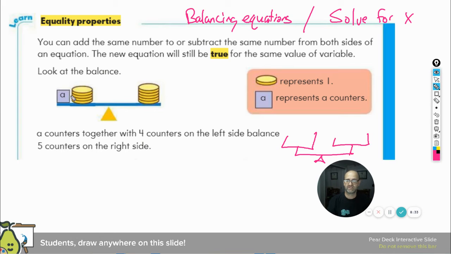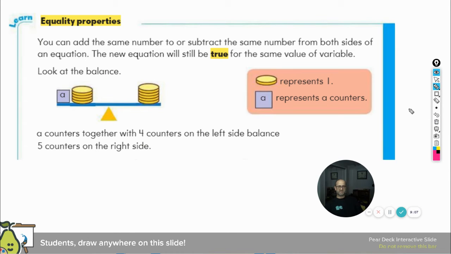So look at this picture here. You have a balance with the letter A, and then 1, 2, 3, 4, 5 counters. And A plus the 5 counters, I lied, A plus the 4 counters is equal to the 5 counters right there. Okay? So there's 5 here, and that equals 4 of those plus 1 of these. Hopefully you're figuring out that this guy here is equal to one of those yellow counter pieces.